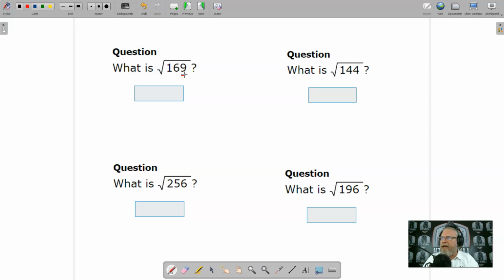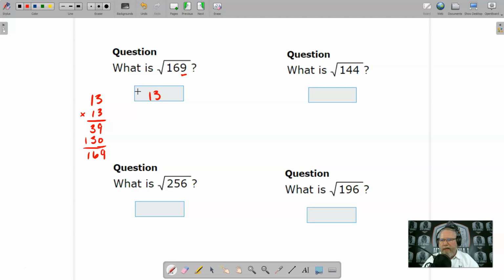So in this case, I know it's greater than 12 because 169 is greater than 144. And I'm thinking 13 because 3 times 3 is 9, right? And there's a 9 in the ones place. If I do 13 times 13 and multiply those numbers together, 3 times 3 is 9, 3 times 1 is 3, 1 times 3 is 3, and 1 times 1 is 1. So if I add all this together, I end up with 9, 6, 1, and sure enough, 13 times 13 equals 169. So the answer is 13.